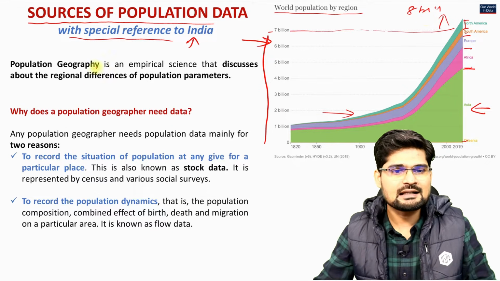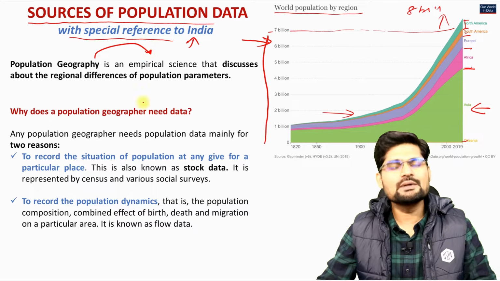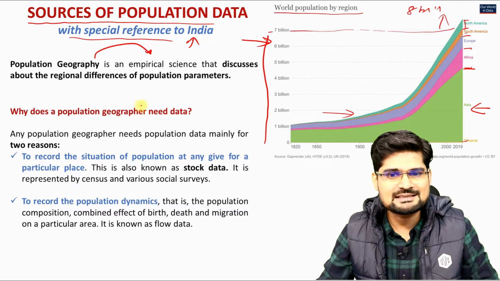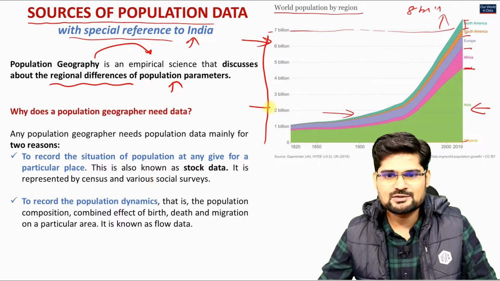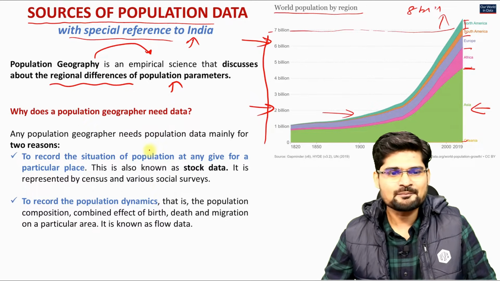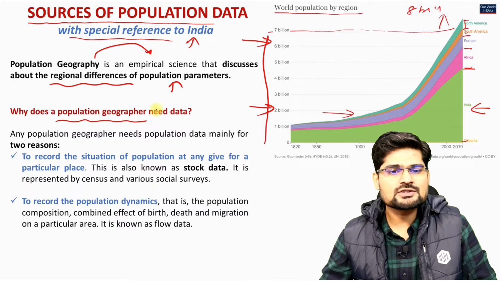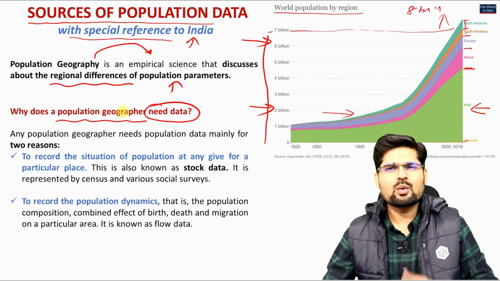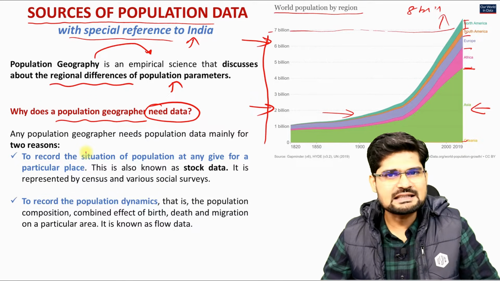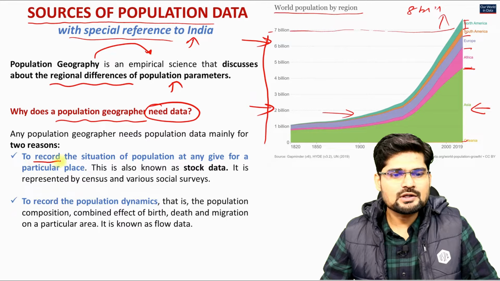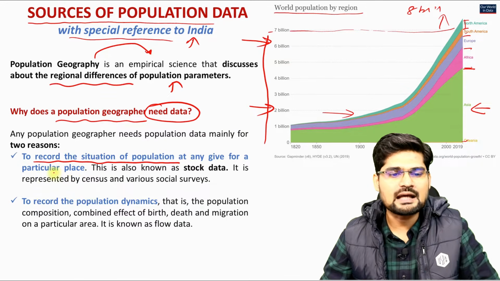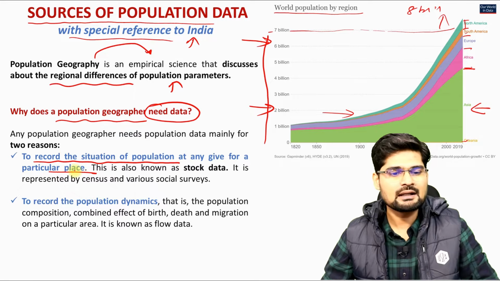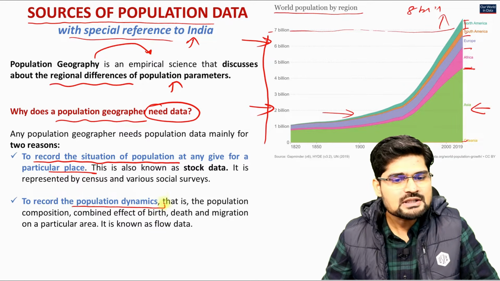So let's understand that population geography is an empirical science, an observation-based science that discusses the regional differences of population parameters. As you can see the regional differences here. Now, what does a population geographer do with the data? Why is it needed? There are two specific reasons for it. What are these? To record the situation of population at a given point of time and space. Very important. And to record the population dynamics.